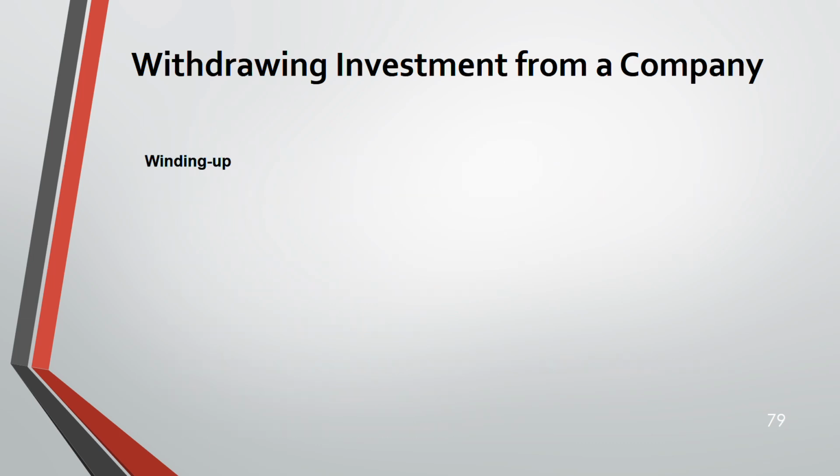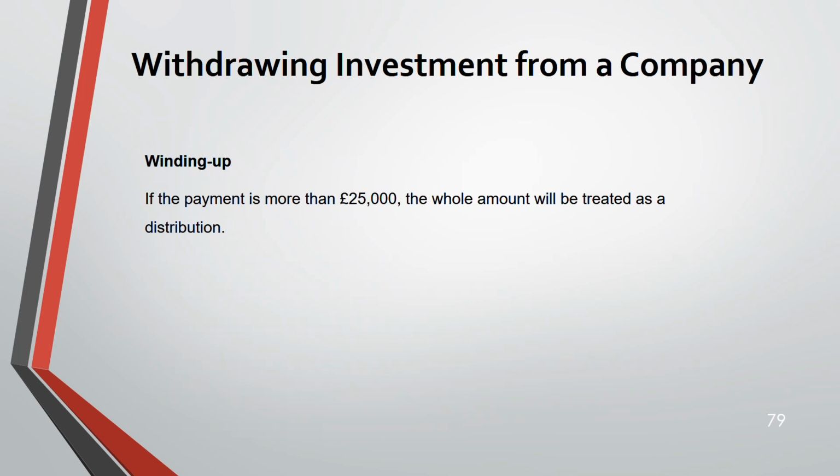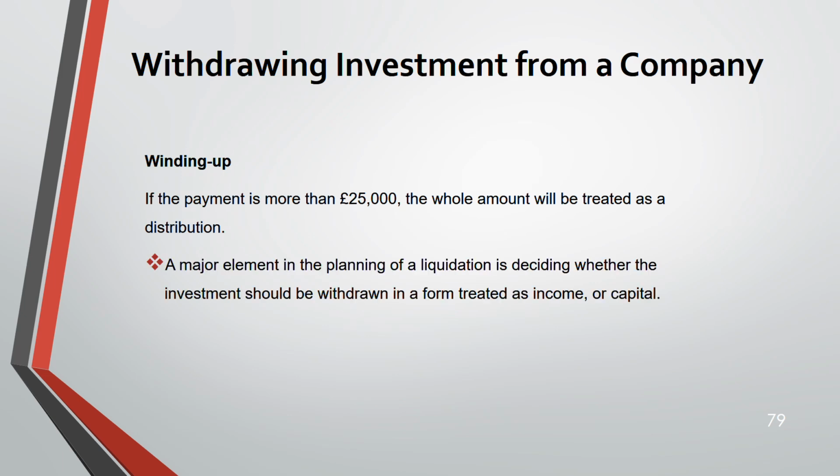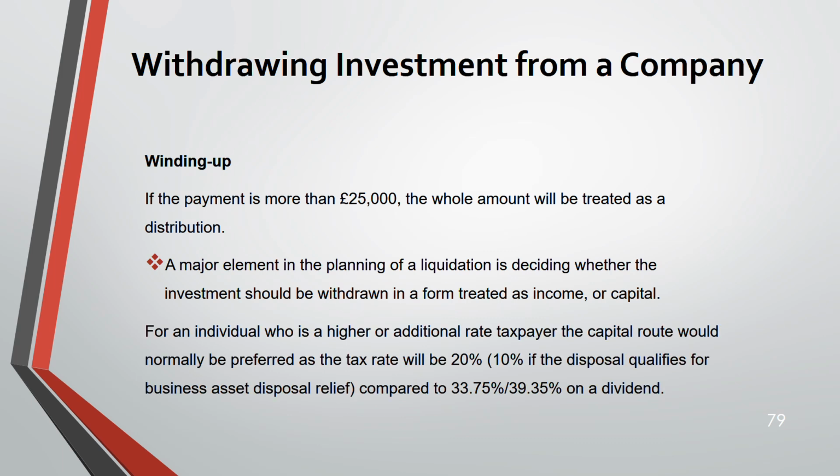Now, if the payment is more than 25,000, the whole amount will be treated as distribution, that is income. So a major element in the planning of a liquidation is deciding whether investment should be withdrawn in the form of income or capital. For an individual who is a higher or an additional rate taxpayer, capital is preferred. Why? The highest tax is 20%, and if the disposal qualifies for business asset disposal relief, the highest tax is 10%. Whereas if it was taken as a dividend, as income, the highest tax is 33.75% and 39.35%. It's very high. So if you are a basic rate taxpayer, dividend is better. If you are a higher or an additional rate taxpayer, taking it as capital is better.